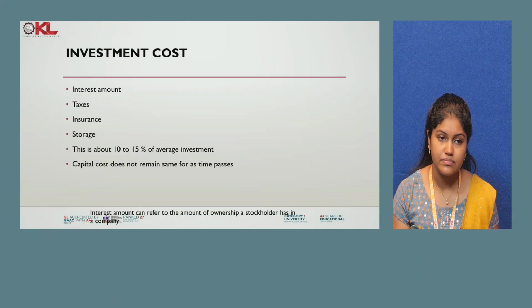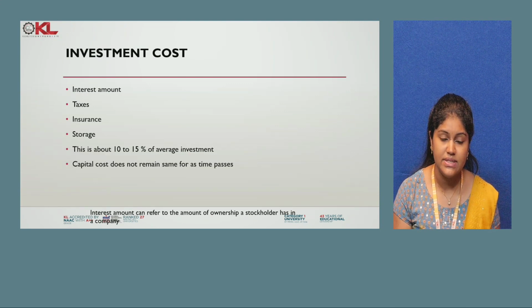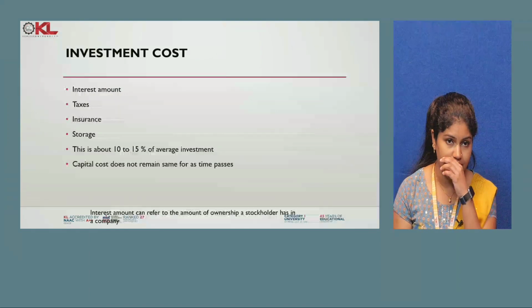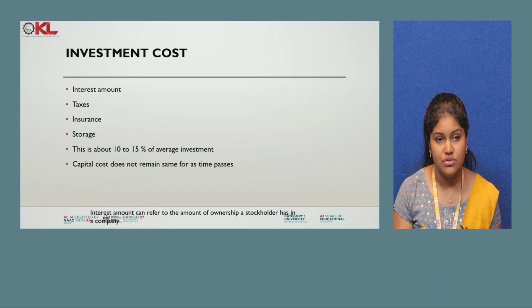Investment cost. First is the interest amount, second is the taxes, third is the insurance and storage. This is about 10 to 15% of average investment. Capital cost does not remain the same as time passes. So the second factor is the investment cost. The interest amount, how much interest is coming, taxes, insurance or storage, based on that it will vary. So the capital cost does not remain the same as time passes. Whatever we spend may not be the same after 10 years.